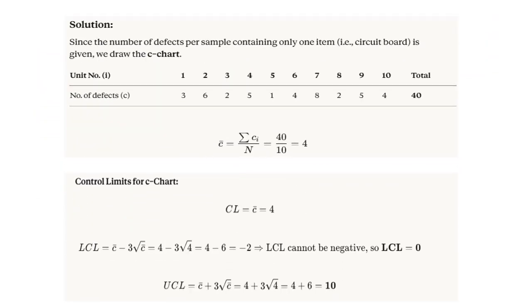Since the number of defects per sample containing only one item, that is the circuit board, we are going to draw the C chart for this question. So the total number of defects is going to be 40. Therefore, the value of C is going to be 40 divided by 10, which is 4. So the control limits for C chart: the central line is nothing but C, which is 4. The lower control limit is going to be minus 2. Since the lower control limit can't be negative, we are going to consider it as 0, and the upper control limit is 10.